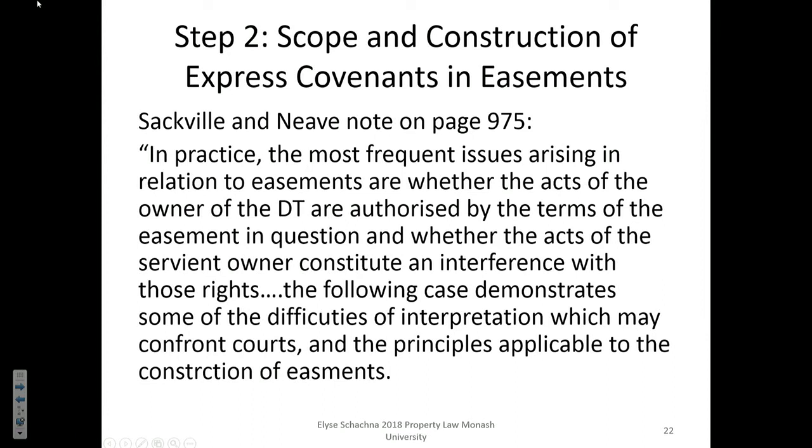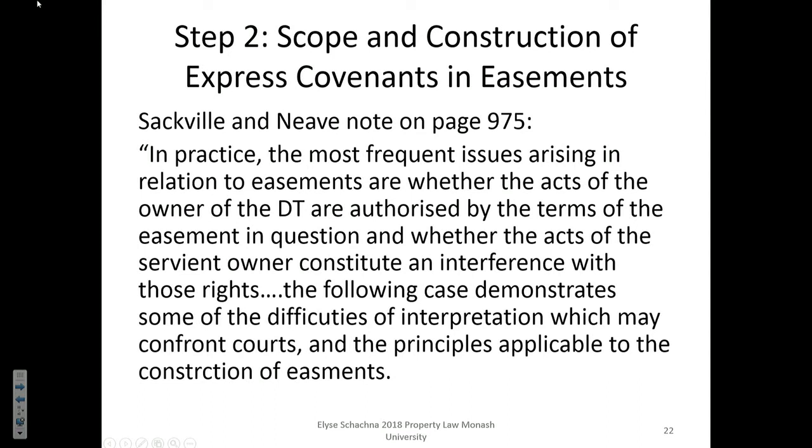And Sackville and Neave note on page 975 that in practice, the most frequent issues arising in relation to easements are whether the acts of the owner of the DT are authorised by the terms of the easement in question, and whether the acts of the serving owner constitute an interference with those rights. And we'll look in a second at a case, Westfield, that demonstrates some of those issues. So scope is essentially saying we agree in the agreement that yes, there's an easement, but how far can that easement go? So if you've got an easement to cross land to get to the beach, or use a park, how far can we take that?